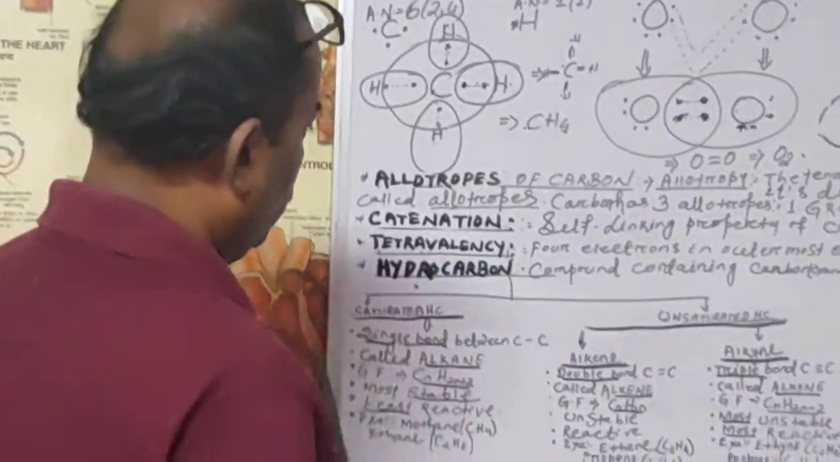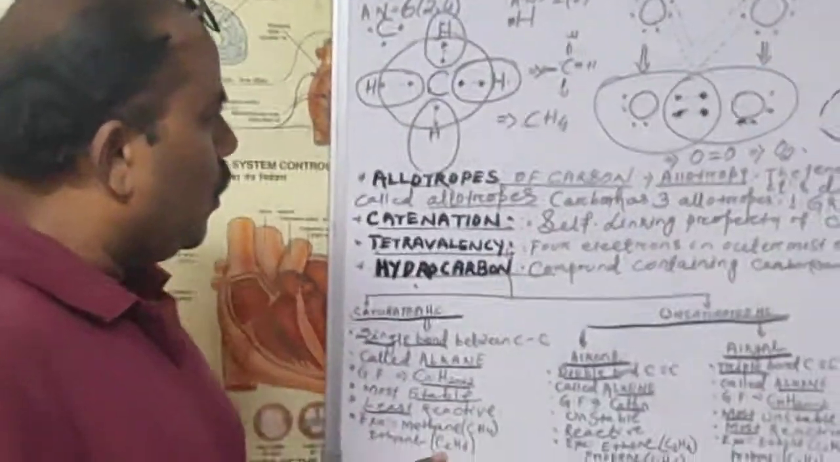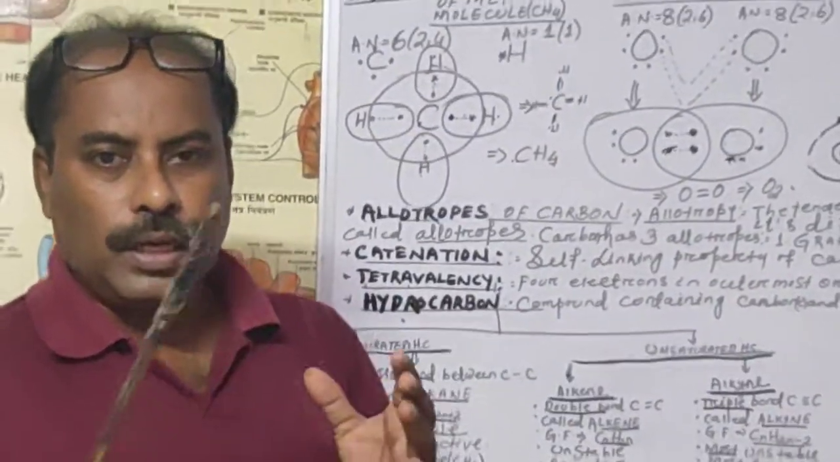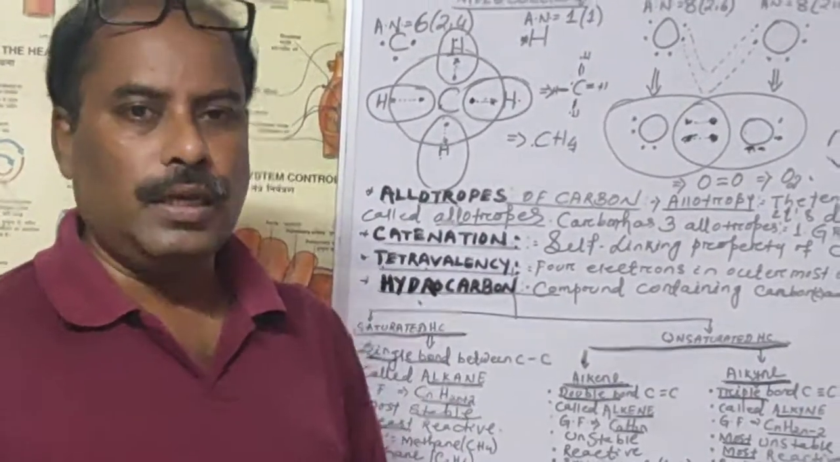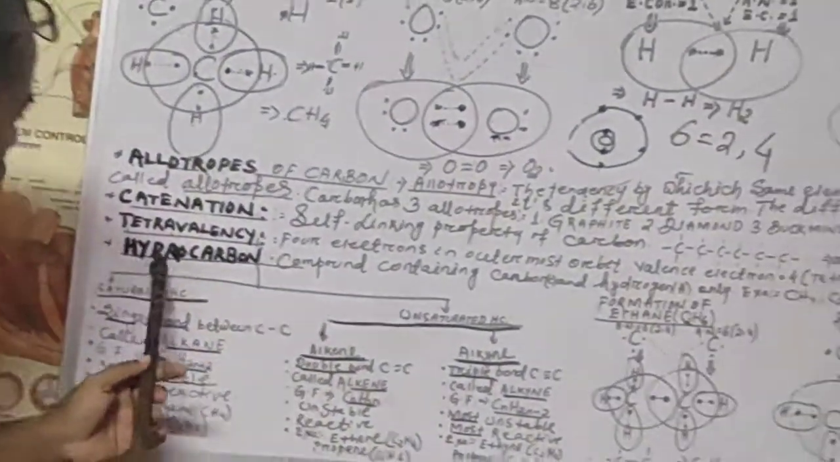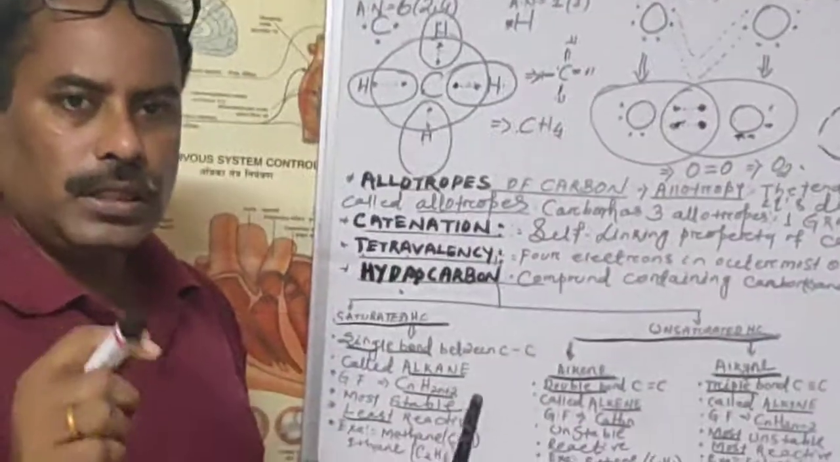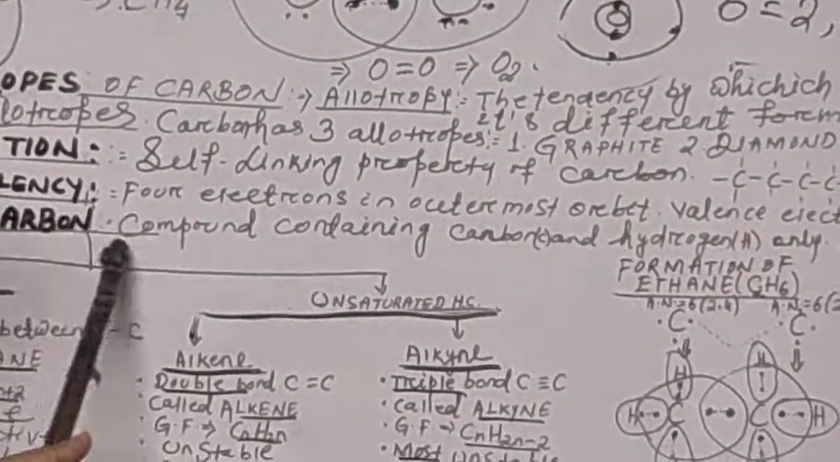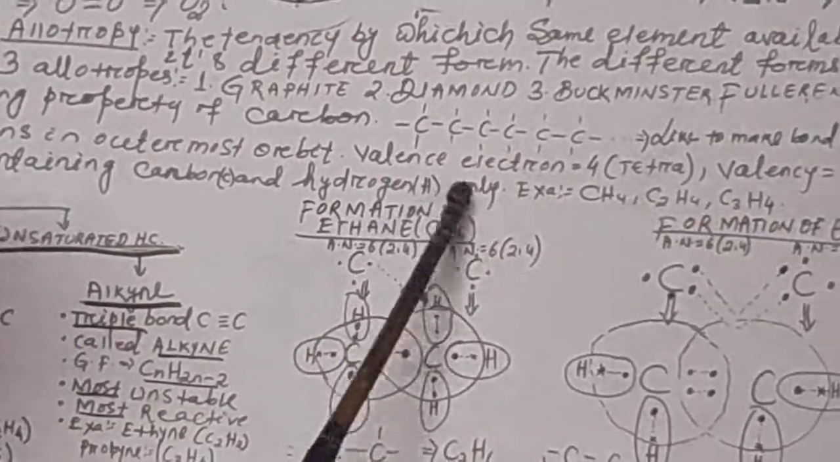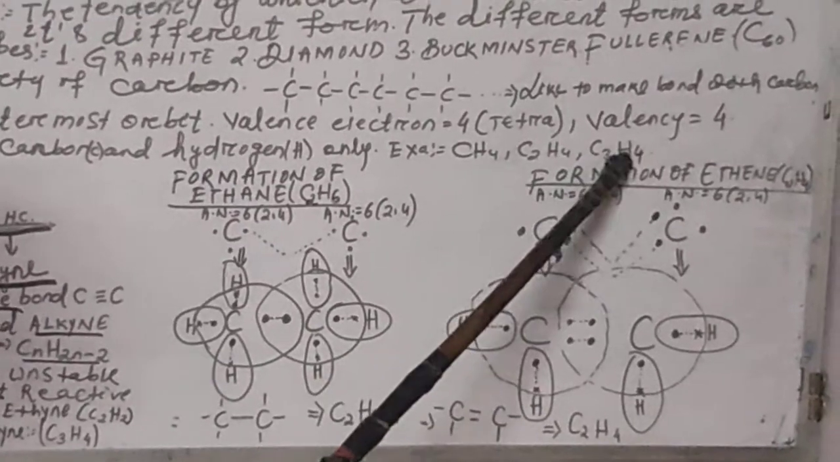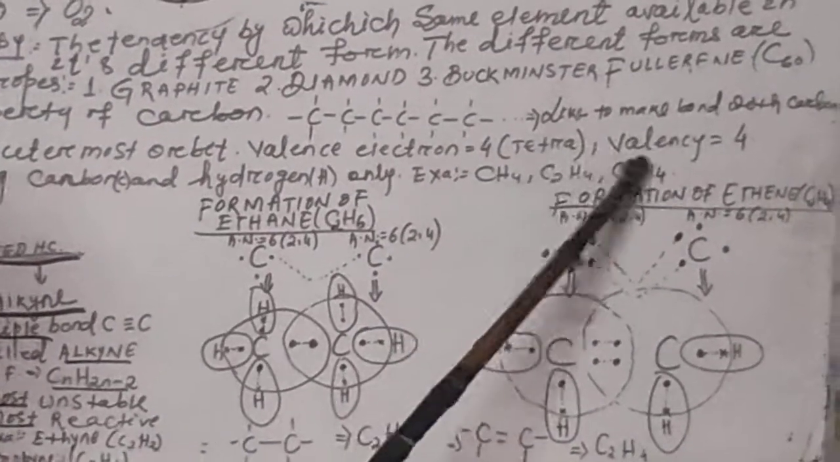Then hydrocarbon. What is called a hydrocarbon? The compound which contains carbon and hydrogen atoms only is known as a hydrocarbon, because hydro means hydrogen and carbon means carbon. Hydrocarbon, HC: H for hydrogen, C for carbon. If we see only hydrogen and carbon in a compound, then we say it is a hydrocarbon. For example, CH4 is methane, this is ethene, this is ethyne. They contain only C and H, so all are known as hydrocarbons.